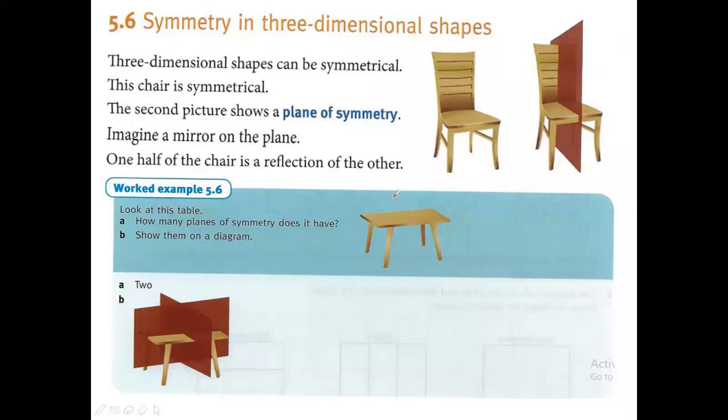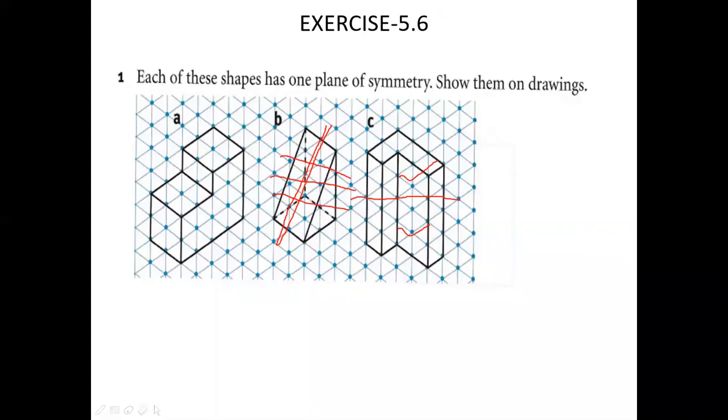One example is given for this table. Here we have two, it is one, it is two. It is three-dimensional, so you cannot show it on plain paper. You have to imagine there is a plane. So it is the perfect answer for that. Each of these shapes has one plane of symmetry. Show them. For this one, it is very easy to find. Only vertically we can fix it like this. If I take a plane like this, then only I can fix it.